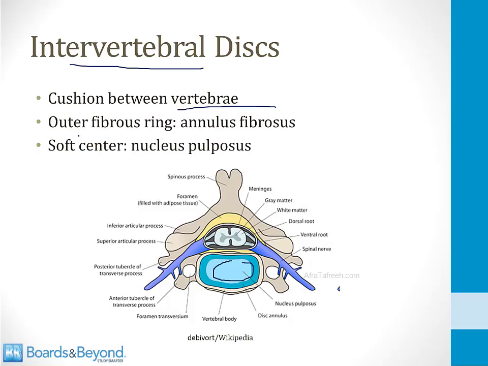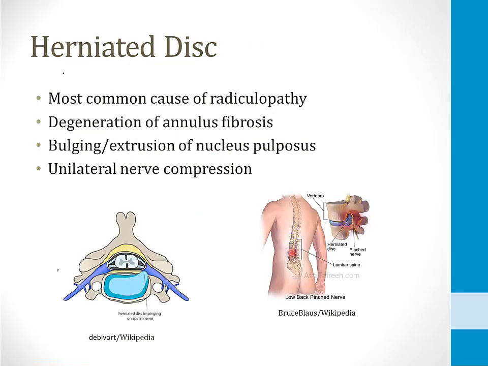They consist of an outer fibrous ring, which is called the annulus fibrosus, and then there is a soft center, which is called the nucleus pulposus. If an intervertebral disc herniates, that can cause compression of a nerve root, and this is the most common cause of a radiculopathy. This happens when there is degeneration of the annulus fibrosus. That leads to bulging or extrusion of the nucleus pulposus, and that can compress a nerve. It usually does this only on one side, so you get unilateral nerve compression.